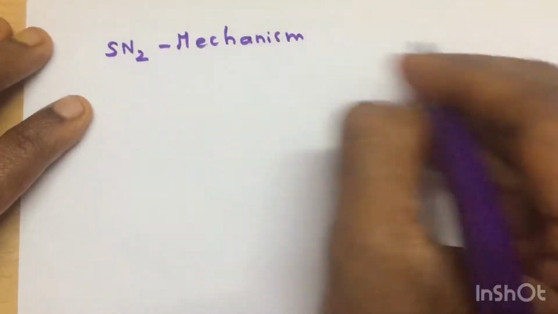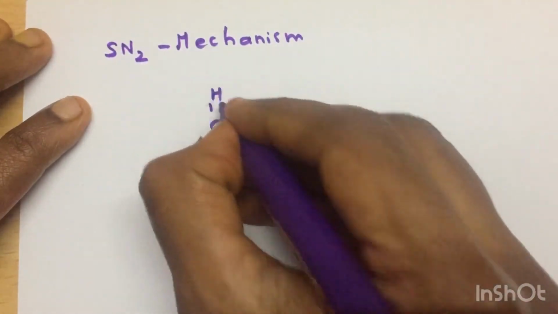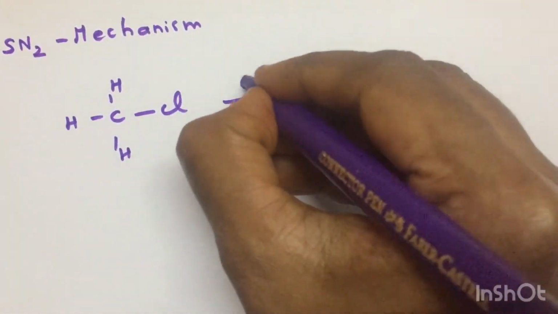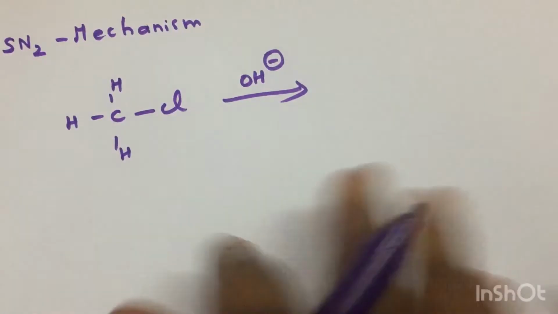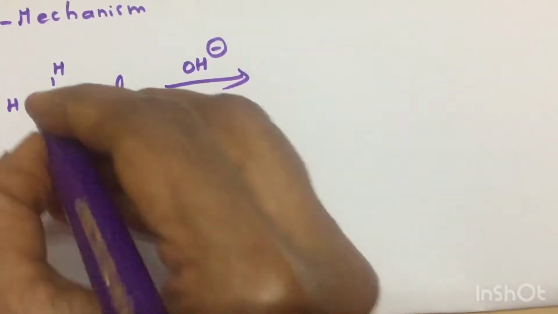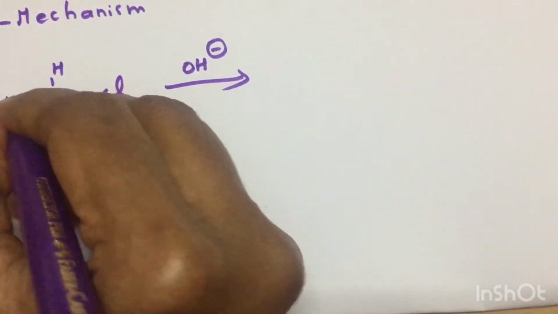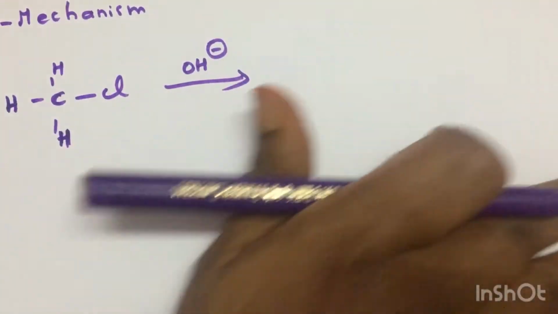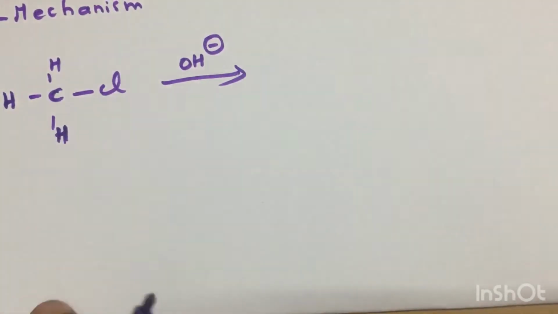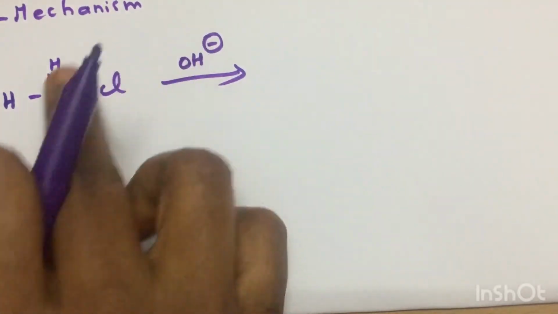I'm going to take methyl chloride as the example, and I'm going to treat it with the nucleophile here. Chlorine is the leaving group. So what happens here? I will give you all the details of the mechanism. When I treat the methyl chloride with OH minus, this is a base, and there is a good leaving group here.